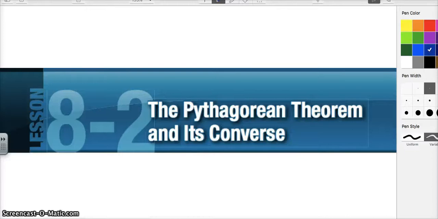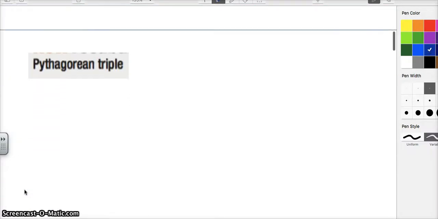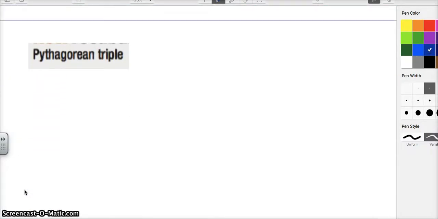Hey geometry friends, we are in chapter 8 looking at section 8.2. Today we're going to talk about the Pythagorean theorem and its converse. So, what is a Pythagorean triple? Let me go back a little bit. Even though our text asks us to start with Pythagorean triples, I'm going to start with what the Pythagorean theorem is.